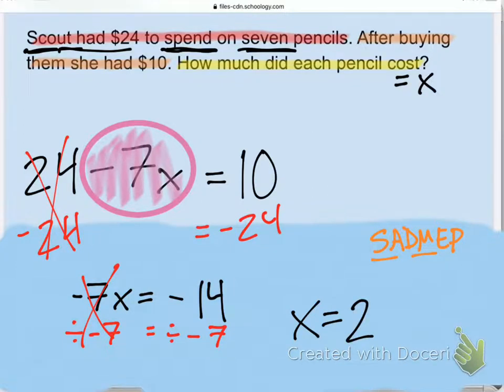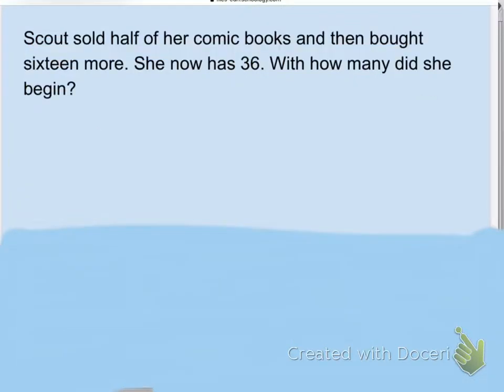So then we check once again. I have $24 to spend on 7 pencils. Each pencil costs $2, so 7 pencils costs $14. If I have 24 and I take away 14, I'm left with 10. Our math works out. So that is how we do that one.